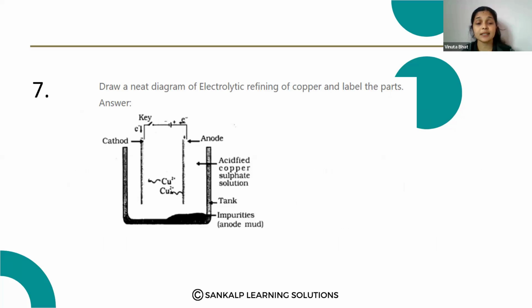Labeling is also very important: cathode, anode, the acidified copper sulfate solution, and anode mud. These are all very important labelings, so you have to practice them. Okay, so this is the next question. Please note down this question.